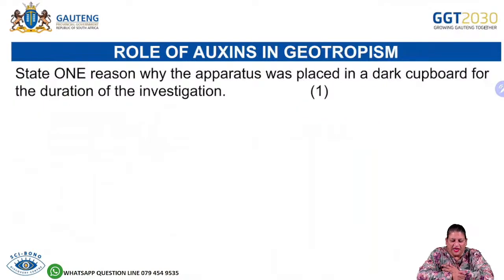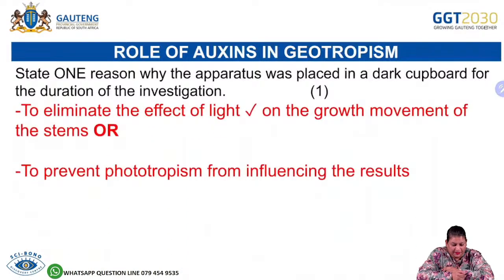State one reason why the apparatus was placed in a dark cupboard for the duration of the experiment, because we don't want to see the effect of light now on auxins. We want to see the effect of actual auxins. Do they cause stem growth, or must they only have light? But we can see that auxins can cause stem growth. As long as auxins are present on the stem tip, the plant stem will grow. To eliminate the effect of light, that's why we place it in the dark cupboard. And we don't want phototropism to affect the results. We want to see the effect of auxins.